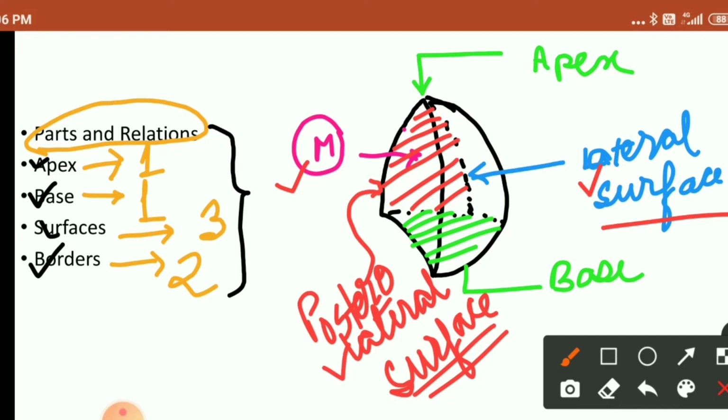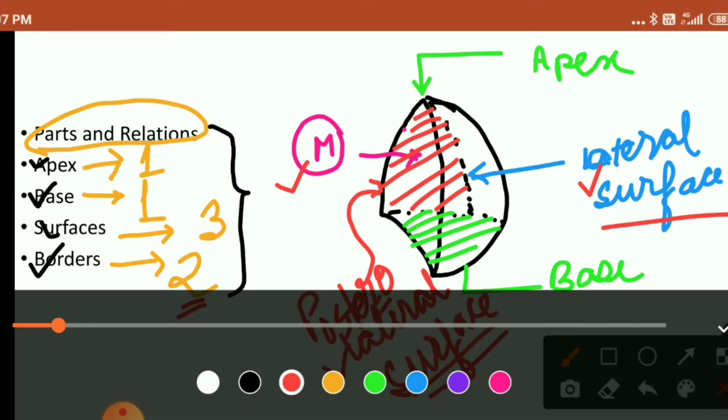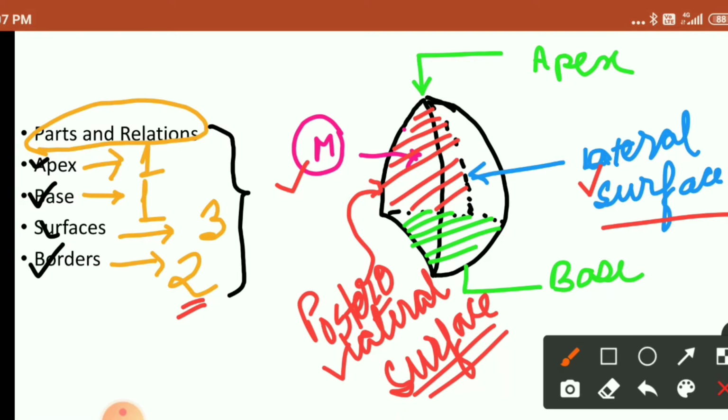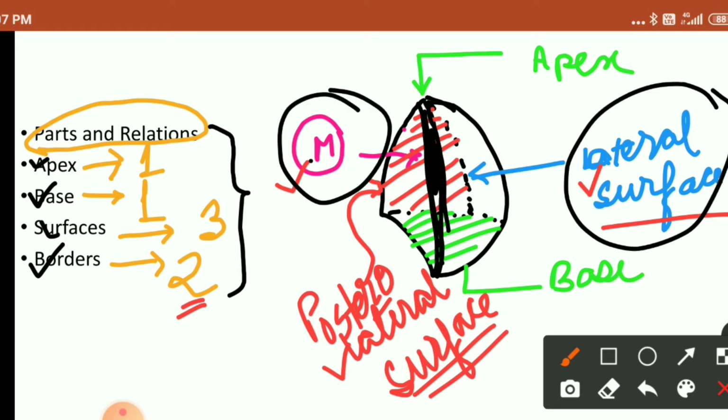Now we come to the borders. What are the two borders? We have the anterior and the posterior border. Let us see that the border that I am going to draw with this black color, this one, you see this border. Yes, this border separates the medial surface from the lateral surface. This is the anterior border.